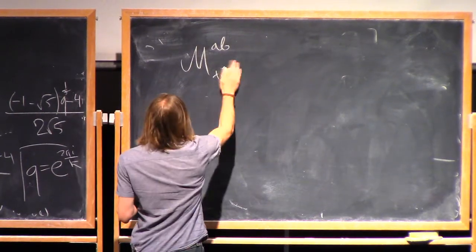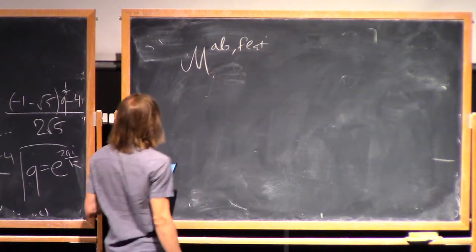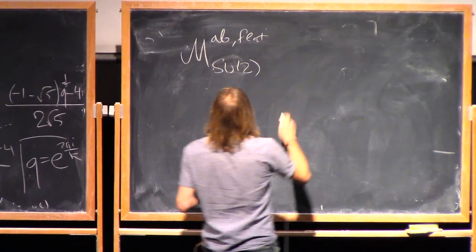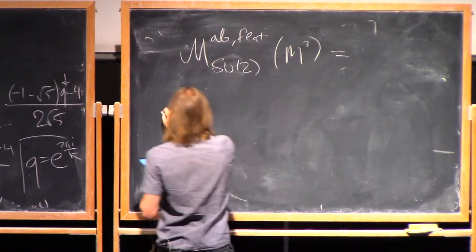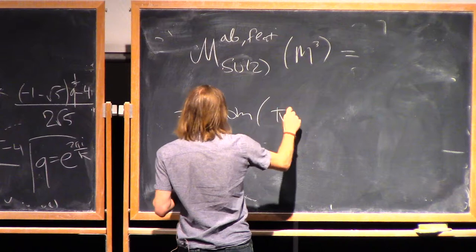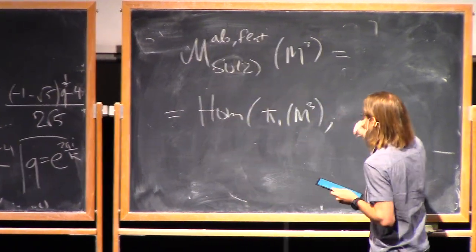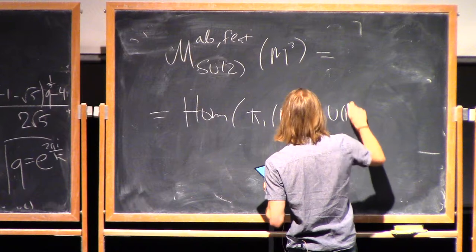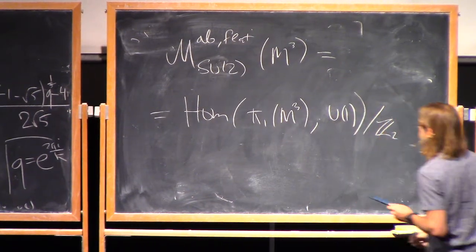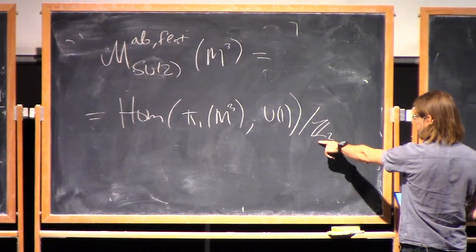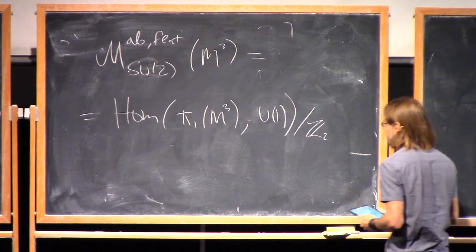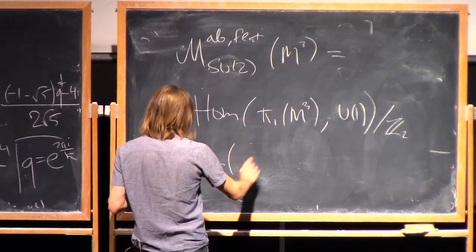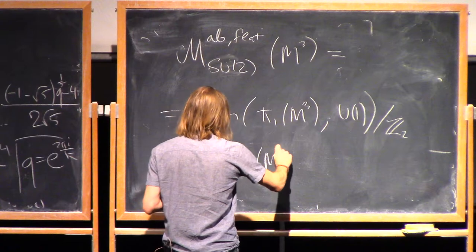So let me consider, to do this, again the moduli space of abelian SU(2) flat connections on M3. This can be realized as the homomorphisms from pi 1 of M3. Abelian means we require all holonomies to map to the maximal torus of SU(2), which will be U(1). The conjugation action then will just act as a Z2 Weyl symmetry action on U(1), on the maximal torus. And of course, here we can replace pi 1 by its abelianization, just H1 of M3.